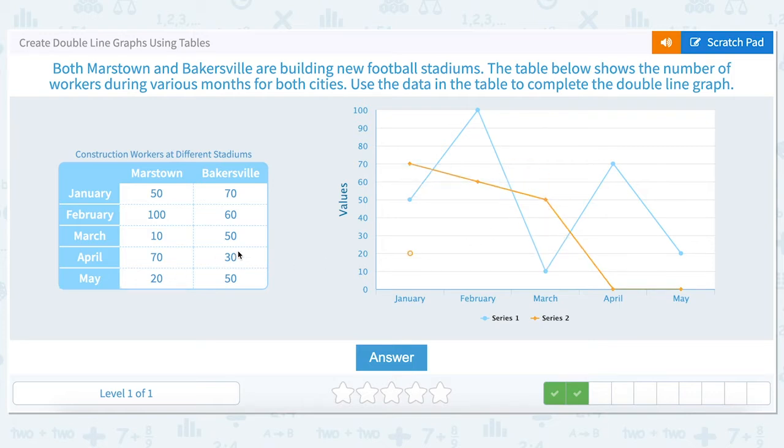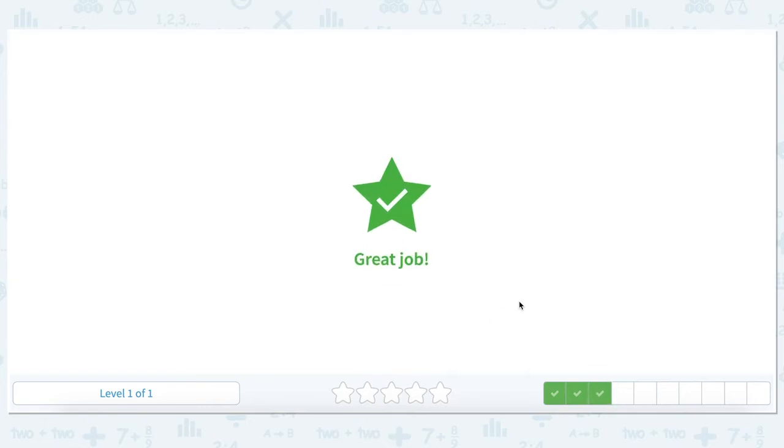Our fourth data point is for April. Bakersville had 30 construction workers. Let's go to April, travel up the graph, and plot a point at 30. And last, for May, Bakersville had 50 employees. Let's go to May, travel up the graph, and plot a point. We have now plotted both lines on the graph, and we can answer the question.